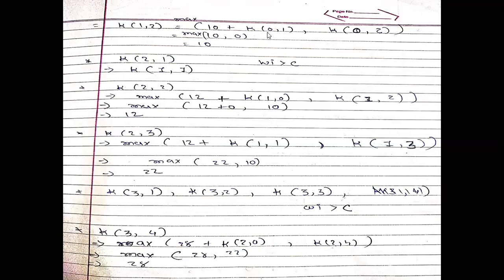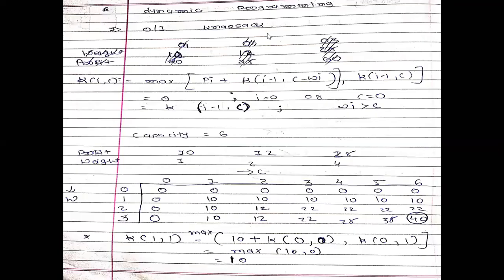Every time, for 1, 3, what will the value of I be? It will remain 1, because here the item is 1. So the value of I is always fixed, you are changing your C, but I is fixed for 1, 3, 1, 4, 1, 5, 1, 6. Till there, what will your I be? Fixed. That is clear.